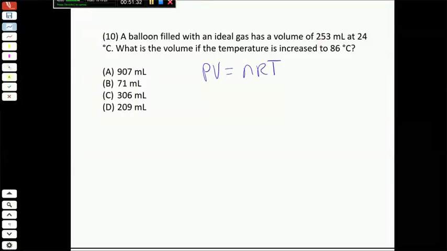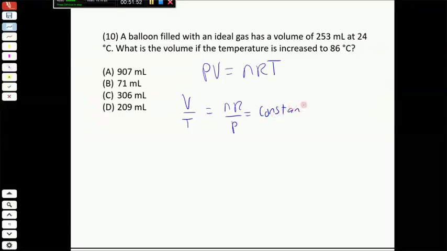We're not told how much pressure we have, so we're not going to worry about that. And the number of moles of gas in any closed container like a balloon would be constant as well. So the only things we have to worry about are volume and temperature. So we rearrange this, put those two variables on one side, V divided by T, which is equal to nR over P, and that ratio would then be constant.